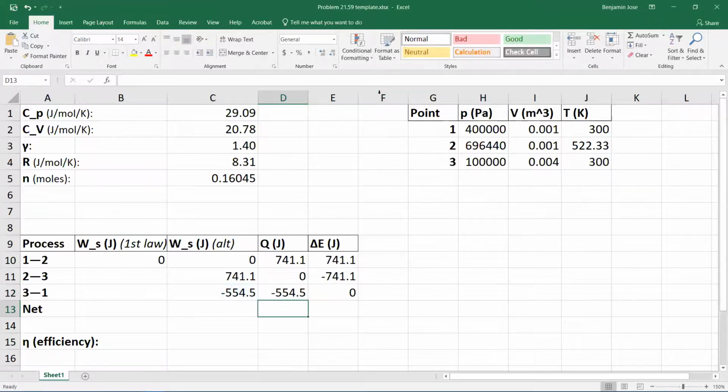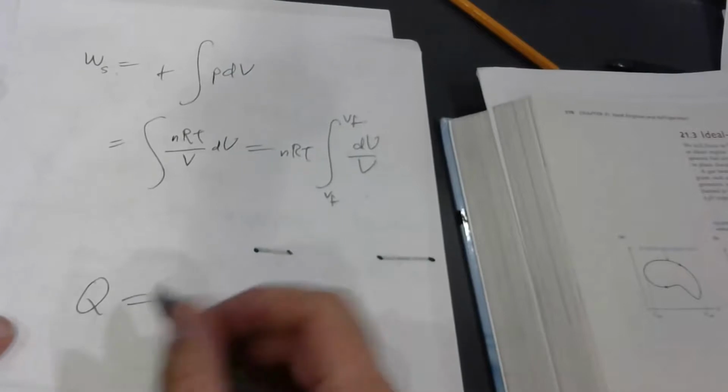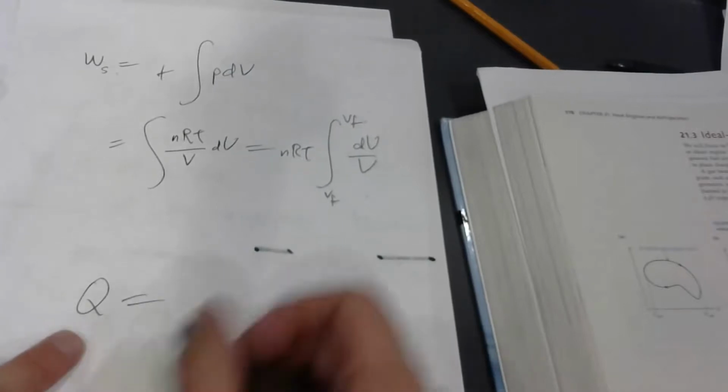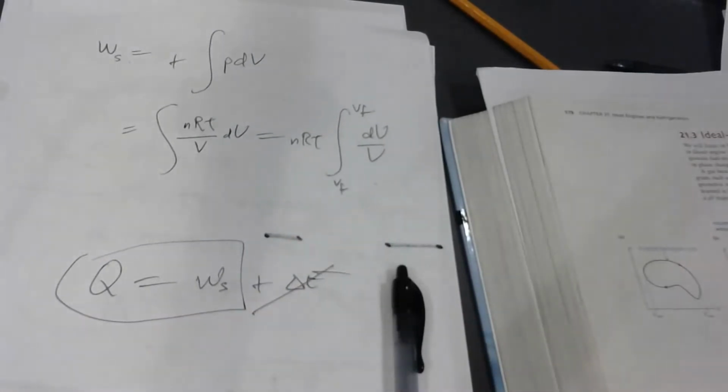Now, if you really want to use the equation, which you probably should, you just go back to this version of the first law, the chapter 21 version, as I'm calling it. If you put heat into a gas, that can either be used to do work by the gas, or it raises the gas's internal energy. Isotherm, no change in energy, they're equal. Back to the spreadsheet.